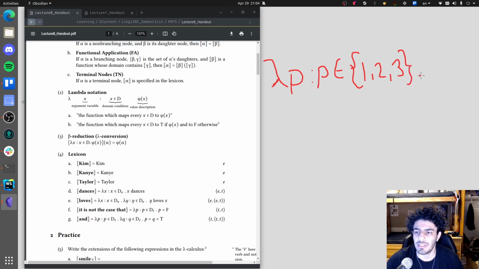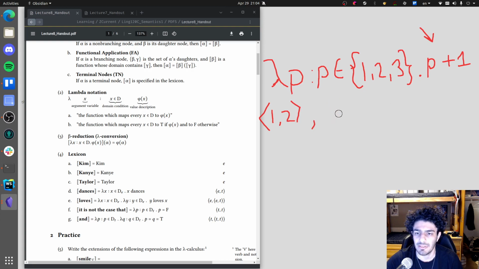Then we give it the value description. This is what we do with our input. I'm going to say p plus 1. So what this is saying is that for values in this domain, between 1 and 3, we can get an output by calculating p plus 1. The possible values that we can insert in this function are 1, 2, and 3. So 1 gives us an output of 2 because p plus 1.